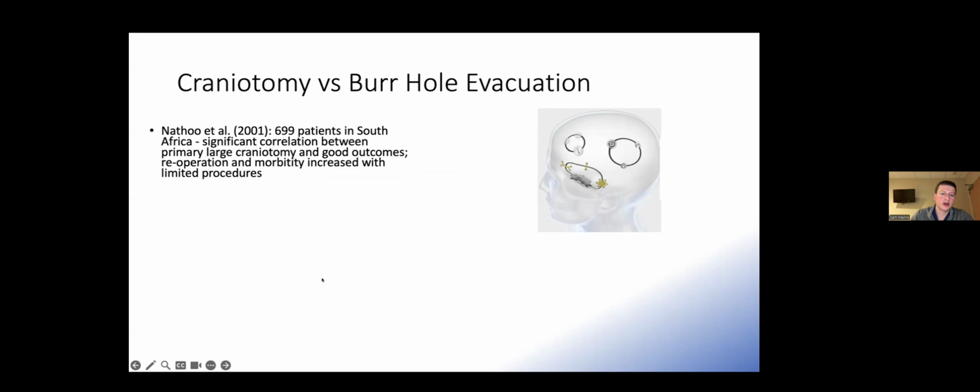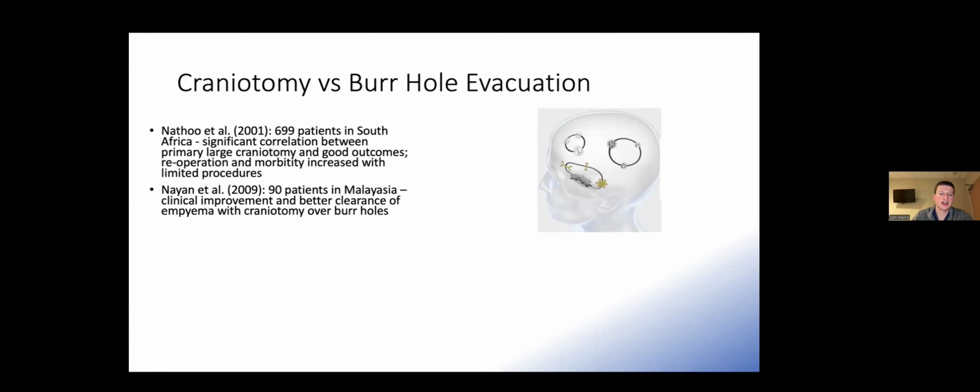Nathu et al. 2001 published a case series of almost 700 patients in South Africa. They found a significant correlation between a primary large craniotomy and good clinical outcomes. They also found that the rates of reoperation and morbidity increased significantly when performing limited cranial procedures like a burr hole evacuation.